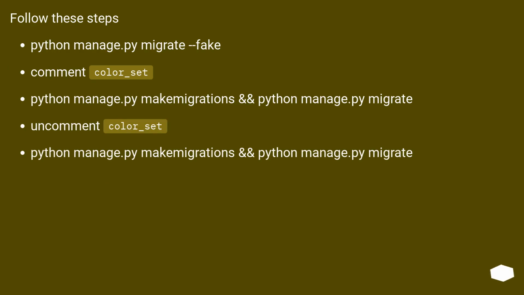Comment out color_set. python manage.py makemigrations && python manage.py migrate. Uncomment color_set. python manage.py makemigrations && python manage.py migrate.